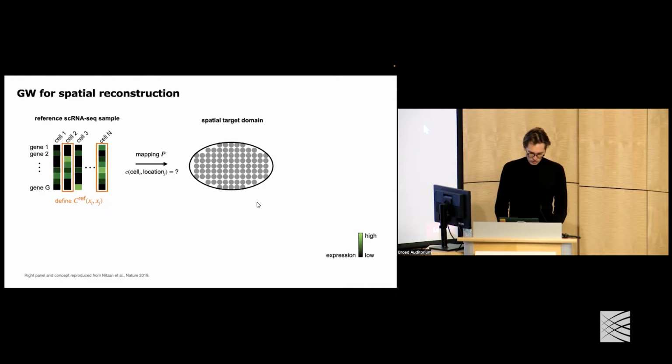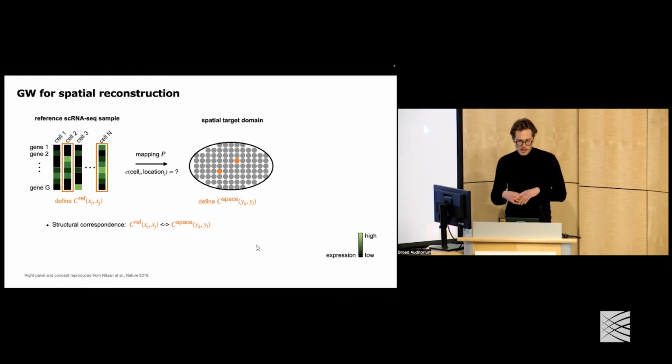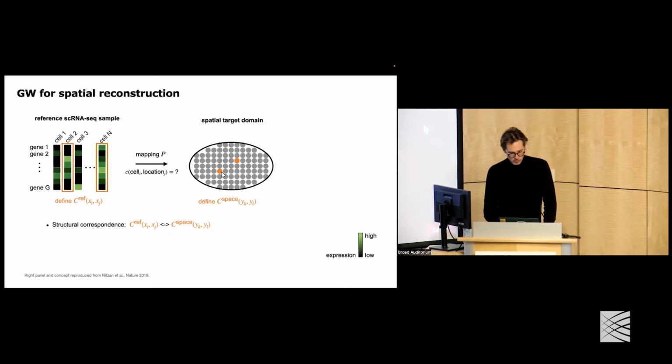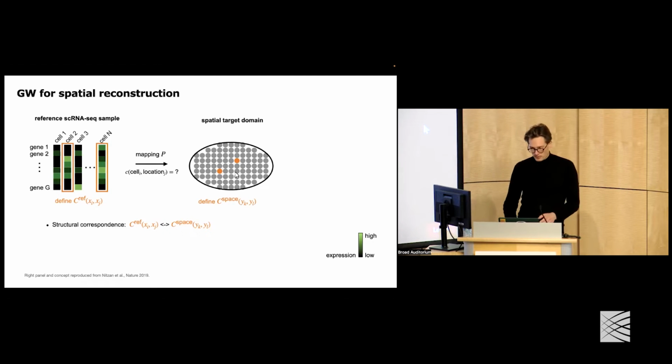So instead, you can use a trick. You can say, I can define a distance in transcriptome space between pairs of cells. And I can also define a distance in my spatial domain between spots or whatever my resolution is. For example, just use Euclidean distance in that space. And then I can make a structural correspondence assumption. I can say that on average, for most genes, for most cells, two cells which are similar in gene expression space should be mapped to two spots that are similar in, say, Euclidean distance.